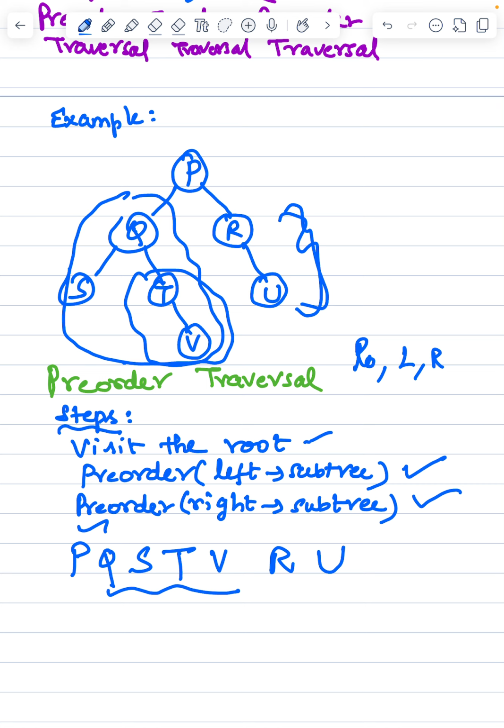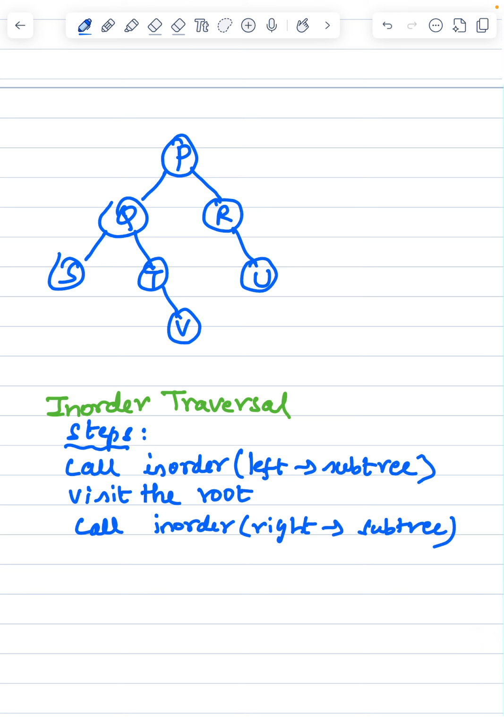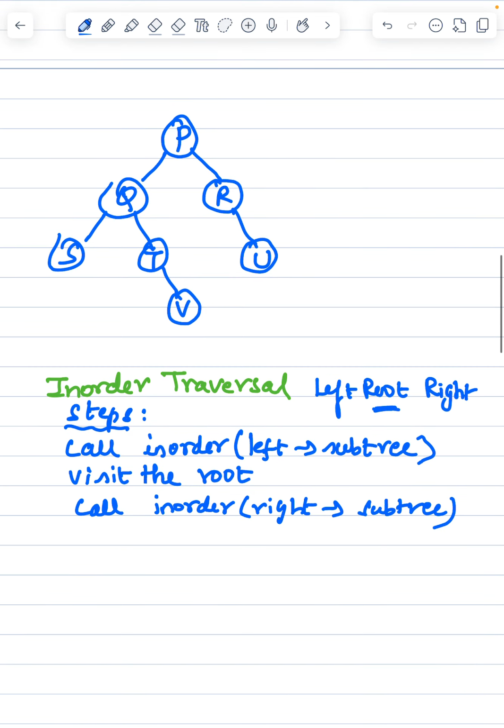Next we will move on to in-order traversal. In in-order traversal, the order is left, root, right. So the order is always about the root. If it's pre-order, the root comes first. If it's in-order, the root comes in the middle. Okay. So what is the left subtree? Call in-order of left subtree, visit the root, then call in-order of right subtree.